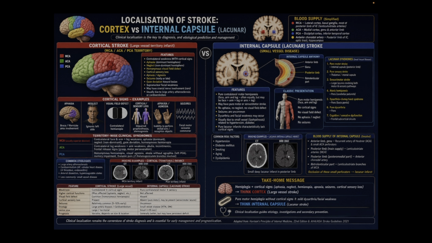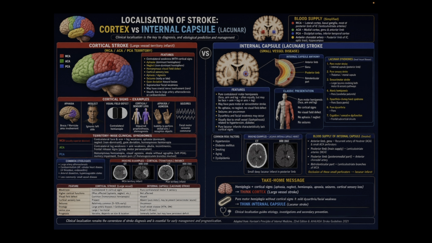A patient with aphasia and right hemiplegia. This immediately suggests a dominant MCA cortical infarct.